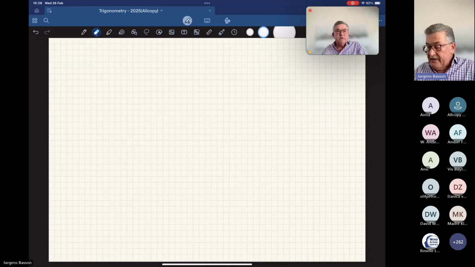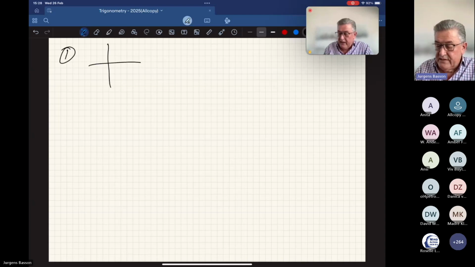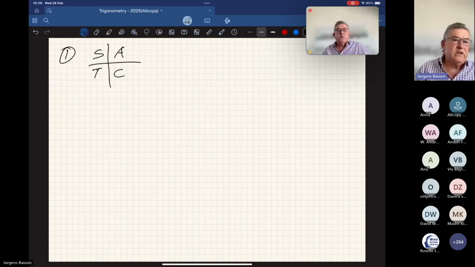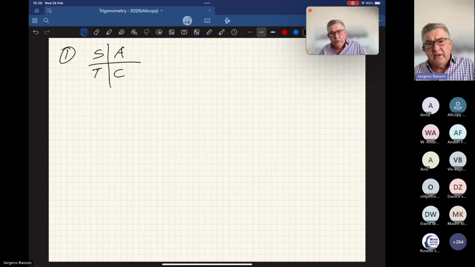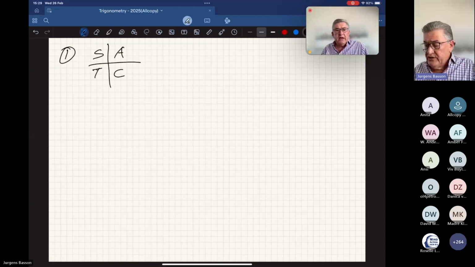So let me start. The first thing that I would like to discuss with you is what you all know, and that is CAST. So that's one of the first things we do in trigonometry. You all know it. Why I want to talk about it is not because it's difficult. It's an easy way to remember where the functions are positive. The thing is, I always like to show the learners why they are positive there. And I do it for two reasons, if I can show you.